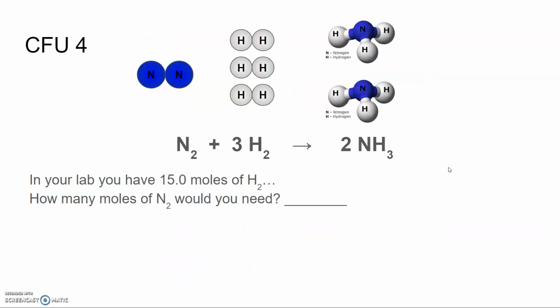All right, let's try this now for CFU 4. So in this case, you're now in your lab, no longer in your kitchen, because it's a chemical reaction, and you have 15 moles of H2. So how many moles of N2 would you need? This is similar to the problem when you were dealing with the grilled cheese, when you had 14 slices of bread and you were trying to figure out how many slices of cheese you need. Now we have 15 moles of H2. How many moles of N2 do you need? Pause the video now. When you press play again, the answer will be revealed.